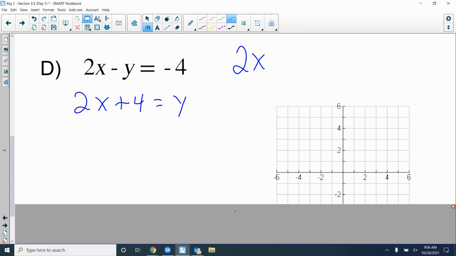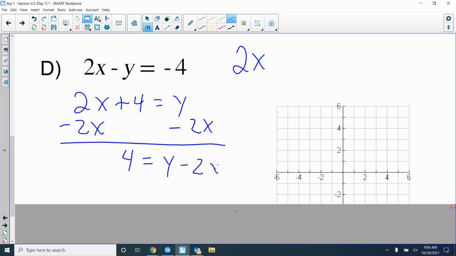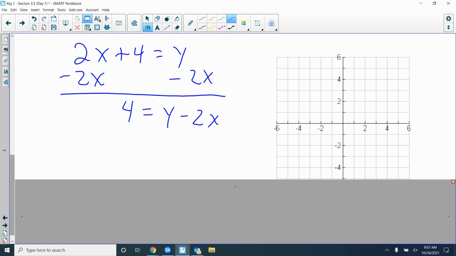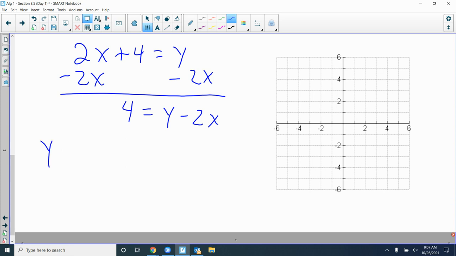Guys, what I would do is take this 2x and take it over there. How do you take a positive 2x over? Good, subtract 2x from both sides. Now, if you feel more comfortable rewriting it like this, I didn't change a thing. I just got the variables on the left and the number on the right.